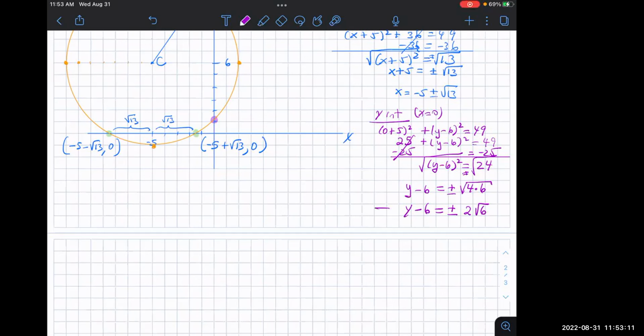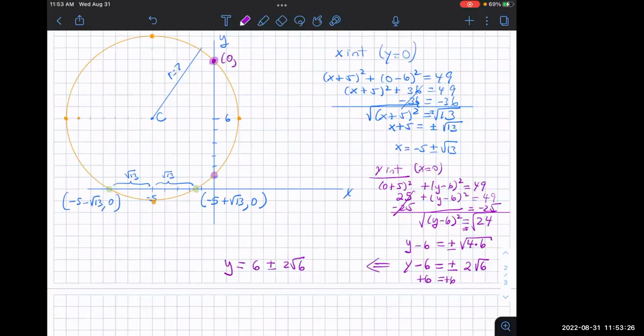And then we add a 6 on both sides. So y equals, you see what we expected, 6 plus or minus 2 square root of 6. So that would be (0, 6 plus 2 square root of 6) and (0, 6 minus 2 square root of 6). So then this amount must be 2 square root of 6. Okay. So hopefully we're feeling better about this now. Yes. Okay, very good.